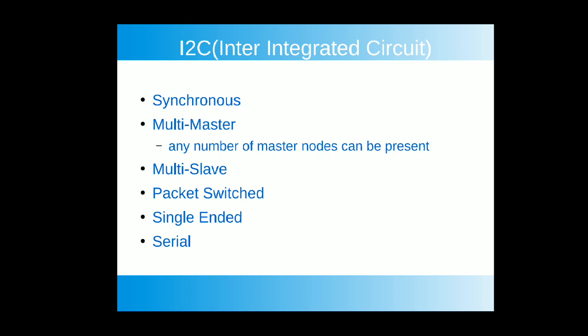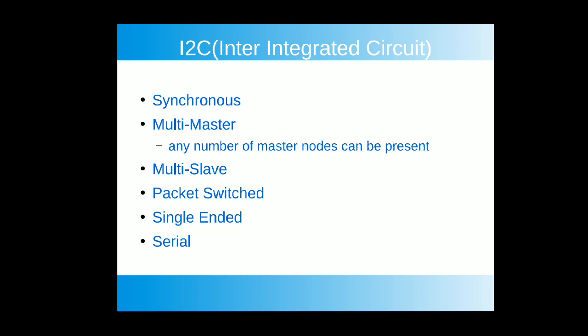an address. In comparison to the SPI protocol, where multiple slave devices are operated using a chip select or slave select input, here each device is identified by an address. It is a packet switched network, so all the data sent through the I2C bus is in the form of a packet containing some address field, some data field, and some control field, and it is a single-ended protocol.